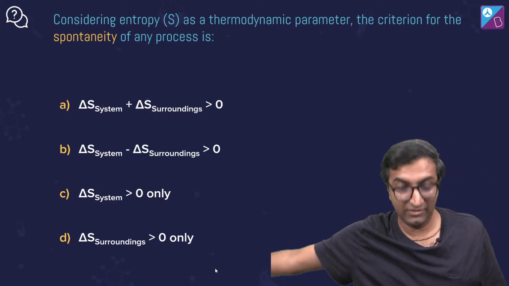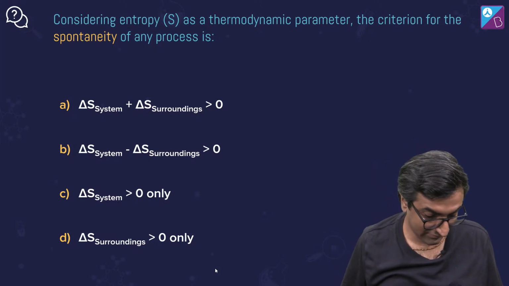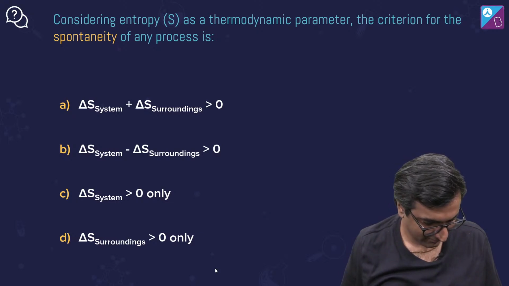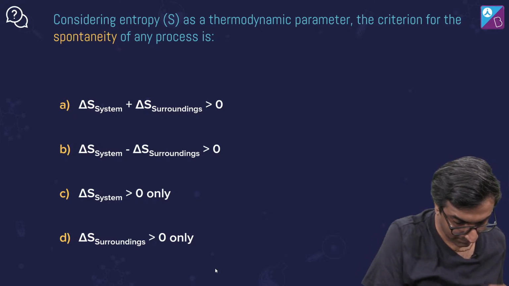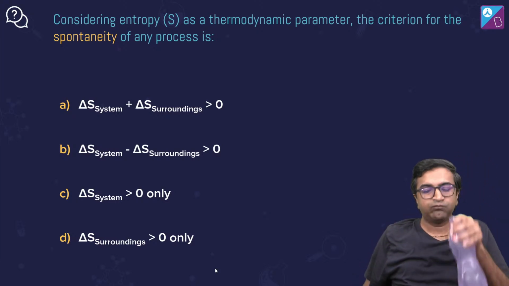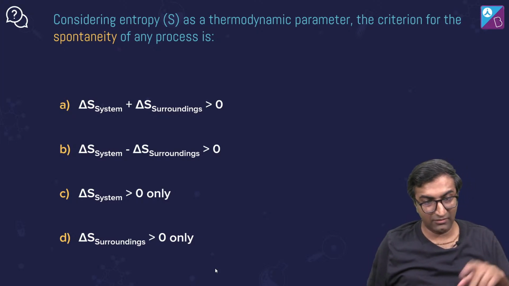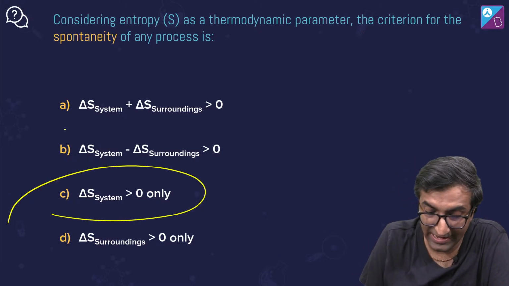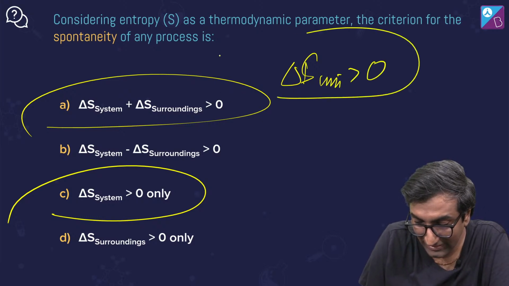Spontaneity का क्या criteria है? 4 ऑप्शन दिए. Please let me know. जरूरी है ये वाला पार्ट. So you may want to say, if you didn't hear the last 2 minutes, then you may say C is the answer. But the actual answer is this, right? It's delta S of universe that is greater than 0.